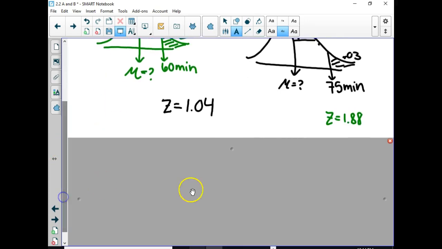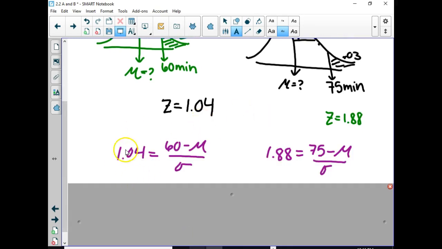Okay, now I'm going to use algebra, ZOMS. I'm going to set everything up. I have 1.04 is equal to 60 minus an unknown mean, divided by an unknown standard deviation. Again, on this side, 1.88 is equal to my observation of 75 minus my mean divided by my standard deviation. I have two equations. I have two unknowns.